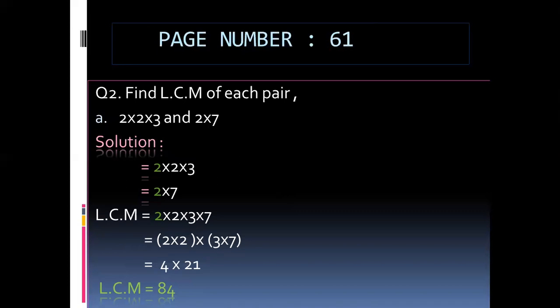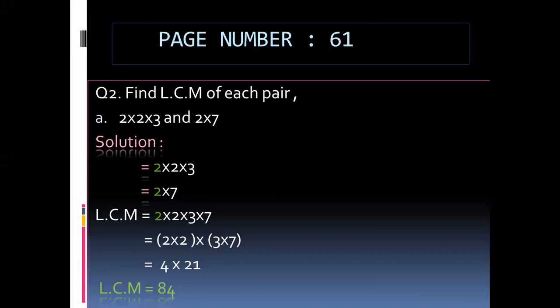We are finding the LCM of each number. Already the prime factors are given to us. Only we calculate the LCM of these given prime factors. The first is 2 multiplied by 2 multiplied by 3, and the other prime factors are 2 multiplied by 7. Only one 2 is common there, and 2, 3 are uncommon in the first prime factors, and 7 is uncommon in the other prime factors.